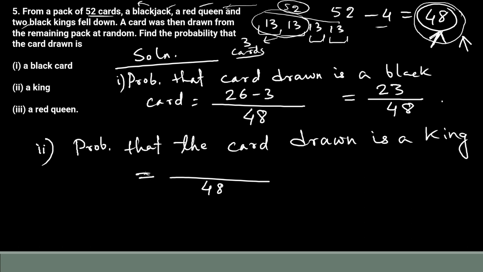Now let's see what the numerator will be. Favorable number of outcomes, a king. The two black kings already fell down in the beginning. How many kings should there be in a set of 52? I said one king for each suit, right? One king for spades, one for clubs, one for diamonds, one for hearts. So four kings. Out of four, two black kings fell out. So it should be 4 minus 2, right? So 2 divided by 48, which is 1 divided by 24.